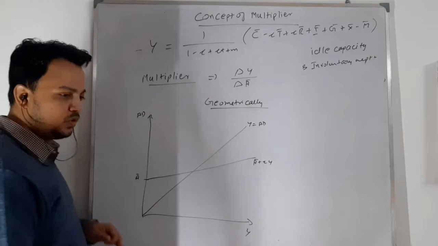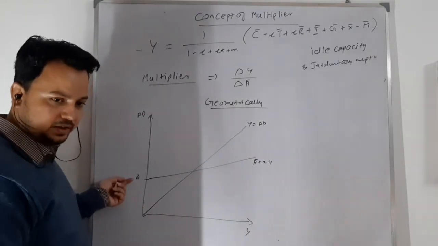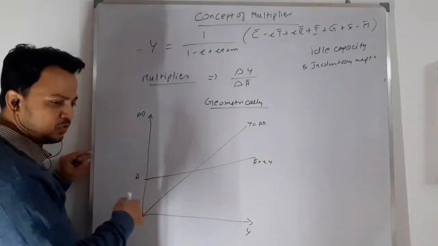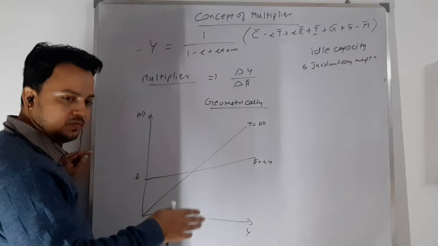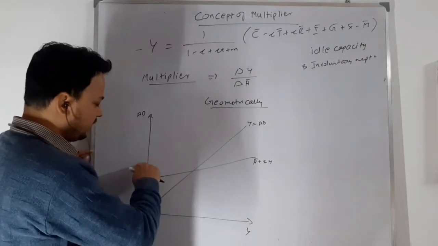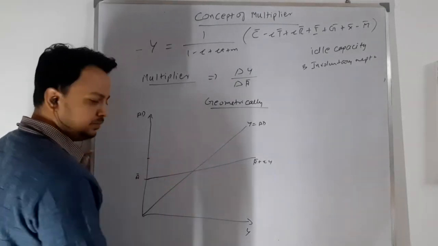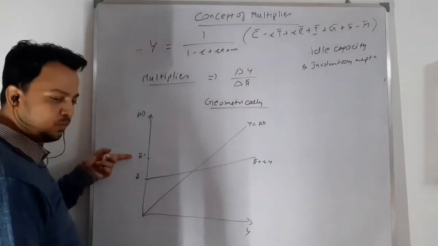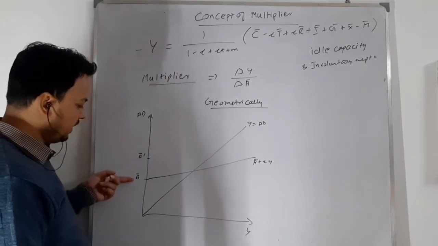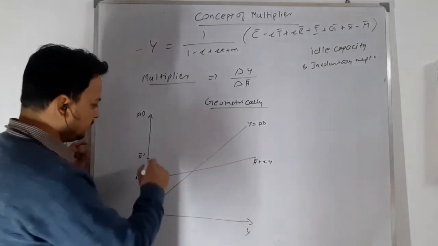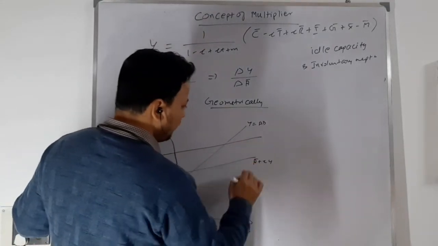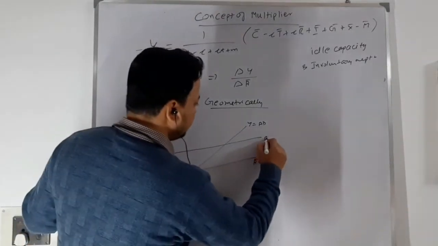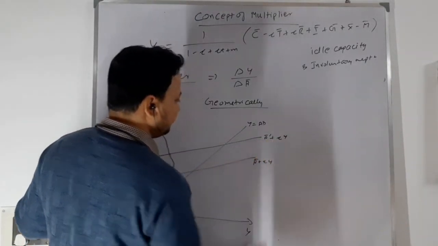Now suppose there is an increase in the autonomous component of aggregate demand. Suppose investment increases. Investment is 100 and suppose consumption is 40, so this is 140. Investment increases by 100, so this increases by 100. Suppose this comes to here. Keep this as A bar prime, because the autonomous component has increased. So now here you have 140, here you have 240. You will draw a parallel line. Why? Because the slope remains the same, MPC is not changing. So this is A bar prime plus small c y.